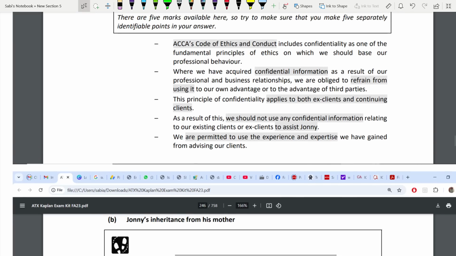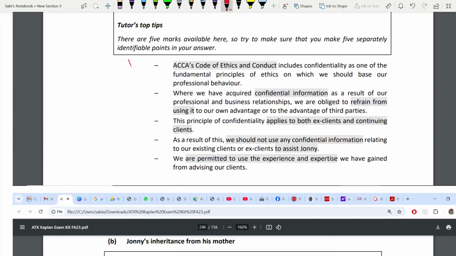It's for 5 marks. You see 5 separate points. 1, 2, 3, 4, 5. Always start with the ACCA Code of Ethics. If it's breaching some law, there are 5 codes. What are they? Confidentiality, objectivity, professional competence and due care, professional behavior, and integrity. 5 are there. Which one is this case study affecting? Confidentiality. Specifically this one. So this is one of the fundamental principles of ethics.